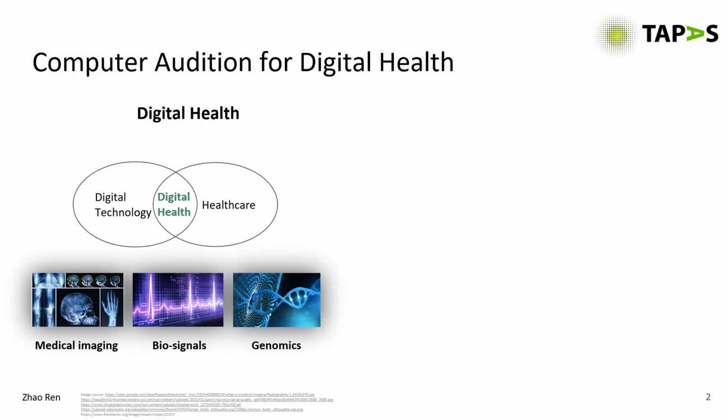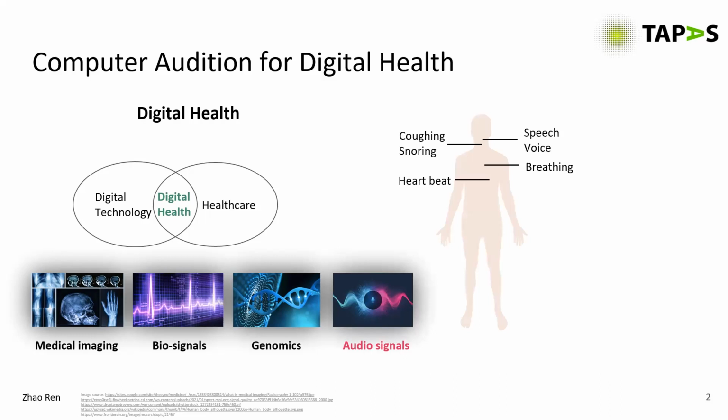Traditionally, there are many types of data, such as medical imaging, biosignals, and genomics. Audio signals have already been used for many pathology and medical applications in recent years, as we know from speech pathology. There are also many other sounds from our body, such as our voice, laughing and coughing. And there are also snoring, heartbeat, and breathing.